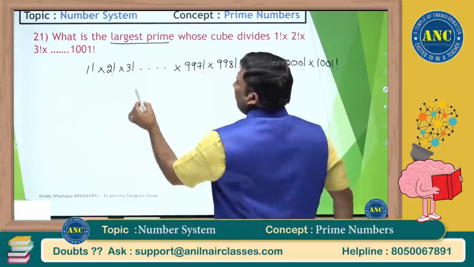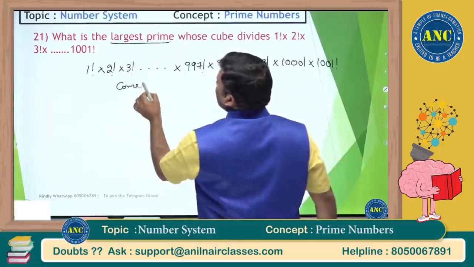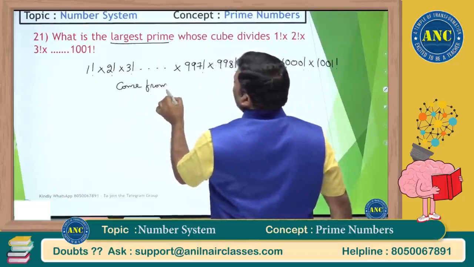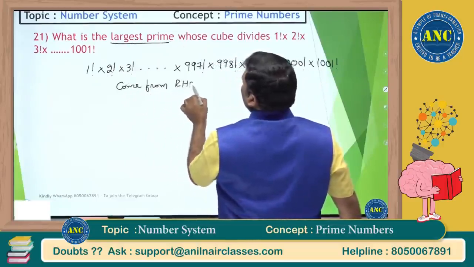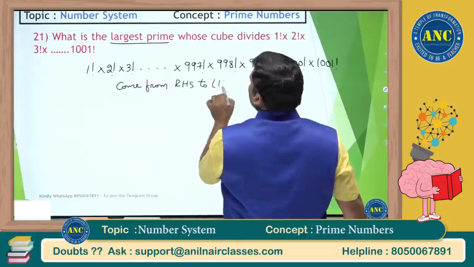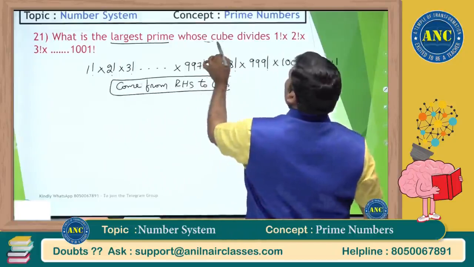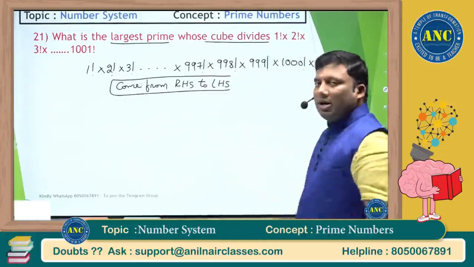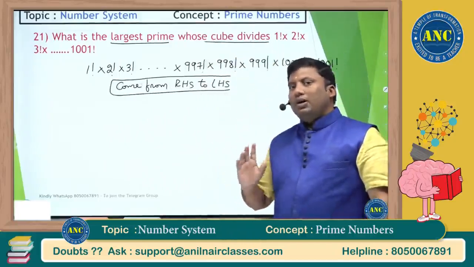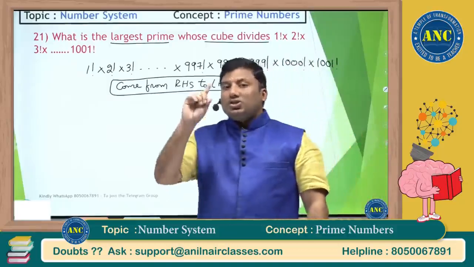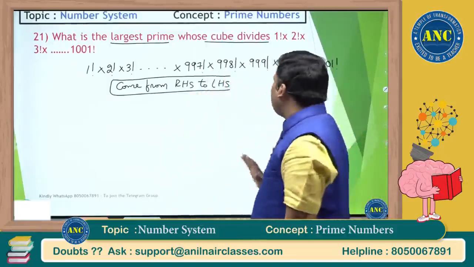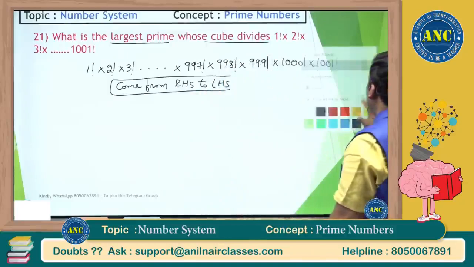Largest means we will come from RHS to LHS because we want the largest prime number. Find out the largest prime number whose cube divides that number. It should be the largest number, and the cube of the largest prime number should divide this expression.